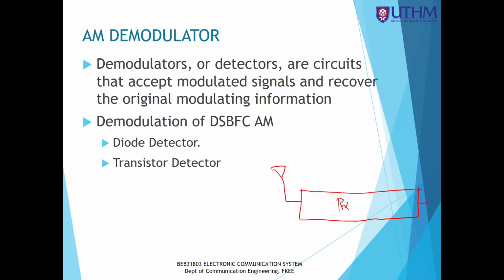And the demodulator, you're going to see that the demodulator is the last process that happens inside the receiver. Okay, so the demodulator circuit is somewhere here. And there are many other processes involved inside the receiver before we can do the demodulation process.